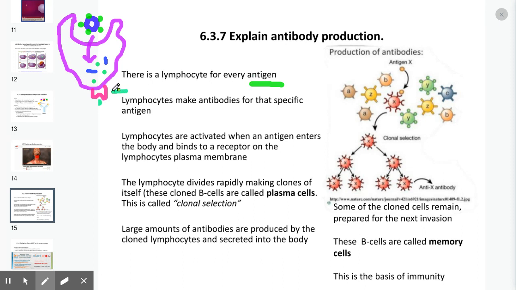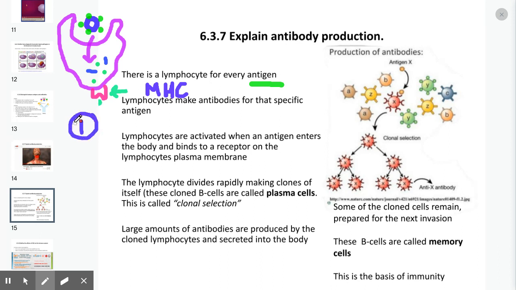This protein has a very complicated name. It's called the major histocompatibility complex, and sometimes we'll just call it MHC. So we have this major histocompatibility complex that will present this antigen. The first cell it presents it to is something called a T cell.